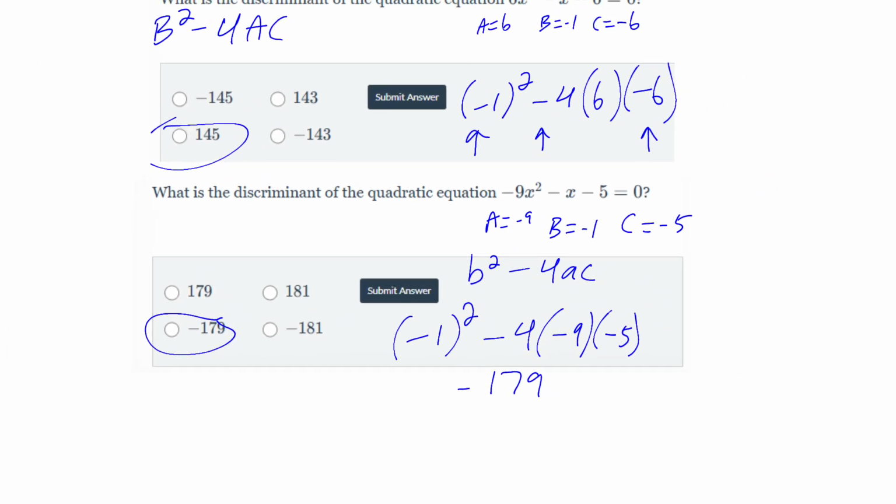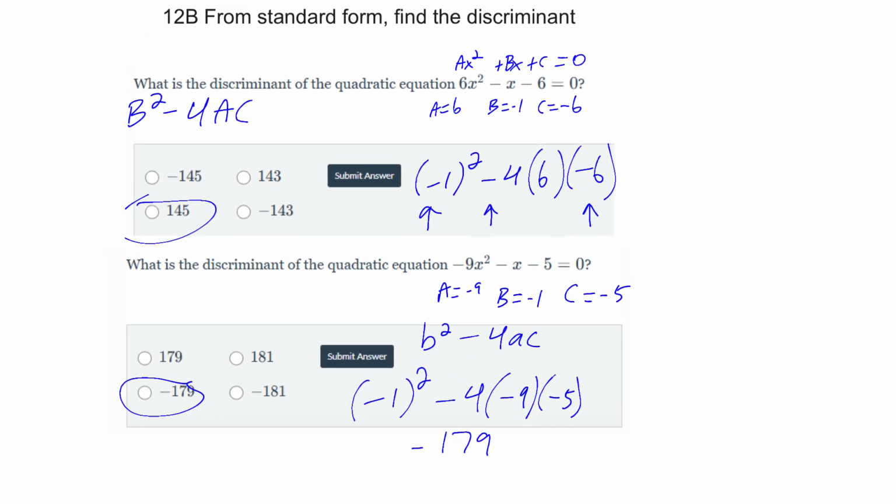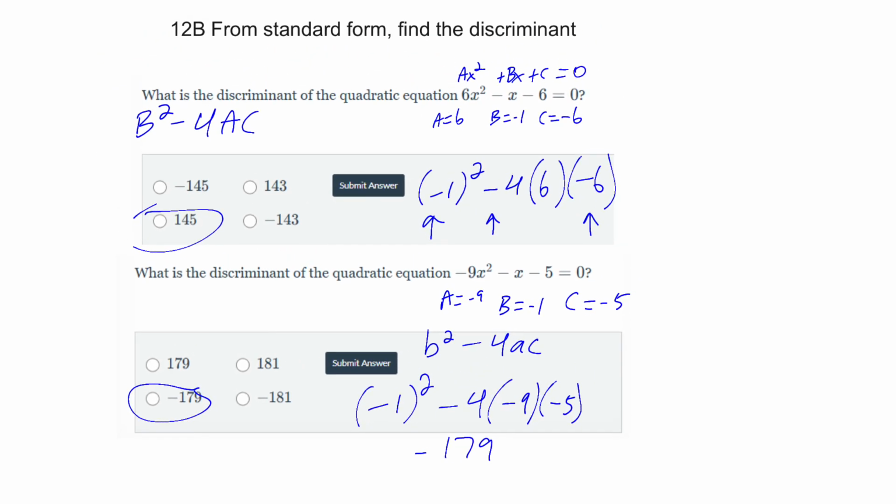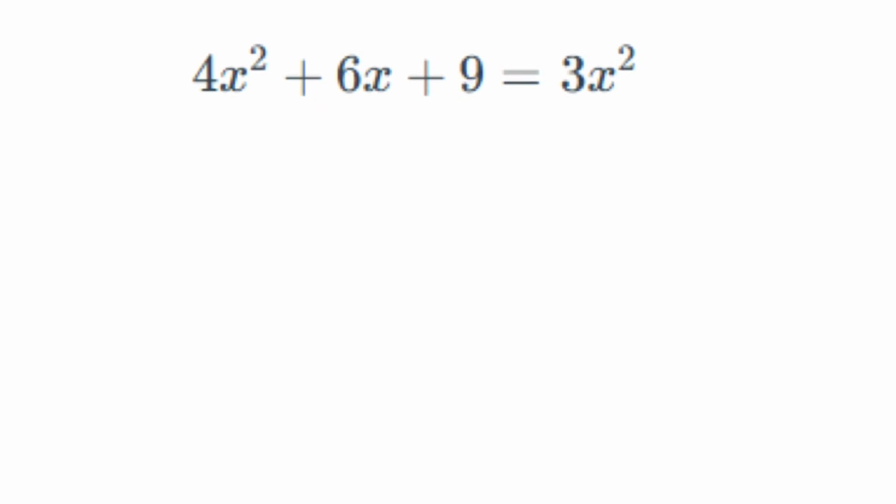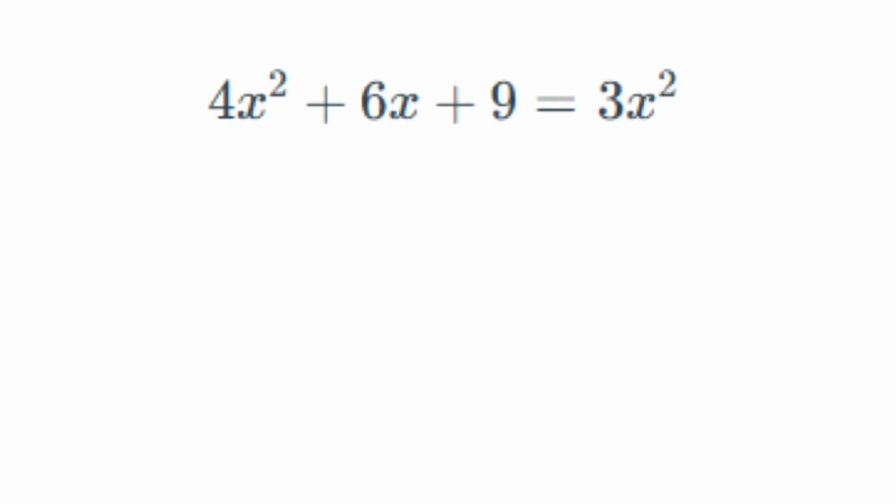So sometimes your discriminants will be positive, sometimes they'll be negative, and it's even possible for them to be 0. Here's where some students go wrong. They try to start plugging in a is 4, b is 6, and c is 9, and go on their merry way to find the discriminant. But the problem is this is not in standard form.